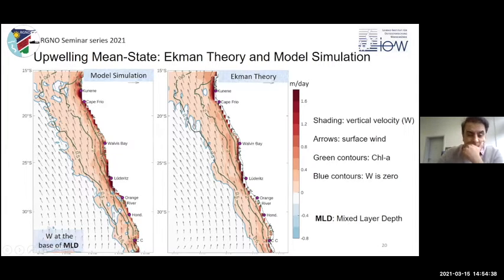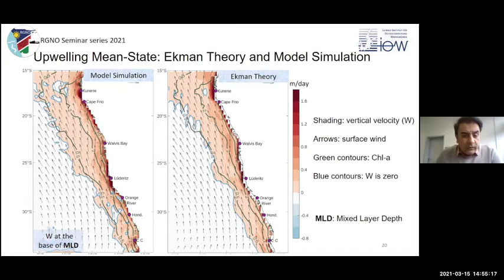And we can see different cells here: Cunene cell, Cape Frio, Walvis Bay, Lüderitz, Orange River, Hondeklip Bay, and Cape Columbine. Those are cells that are shown in both the analytical Ekman theory and the model simulations. Moving from south to north, we can see a kind of northward expansion of the Benguela upwelling system, which is captured by the model and by the analytical theory.